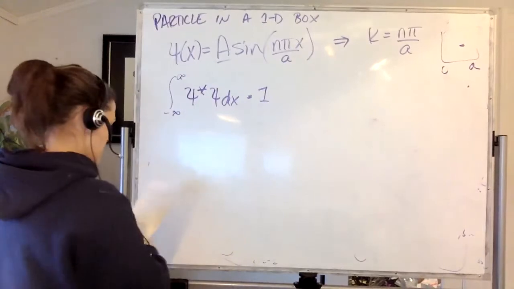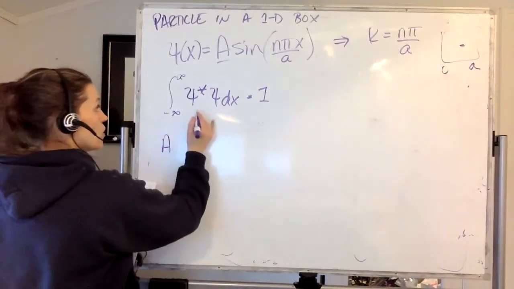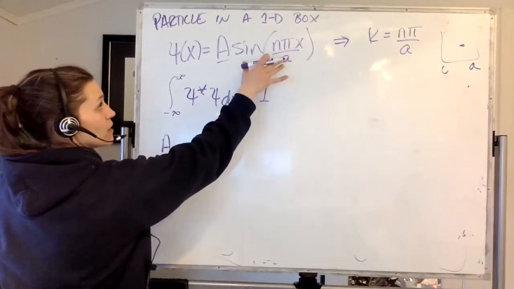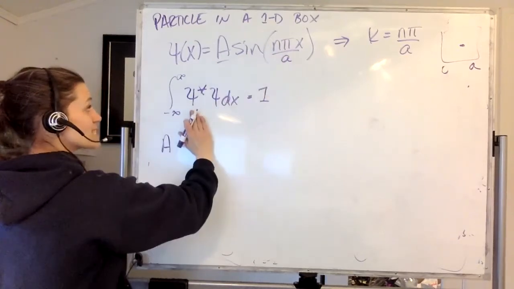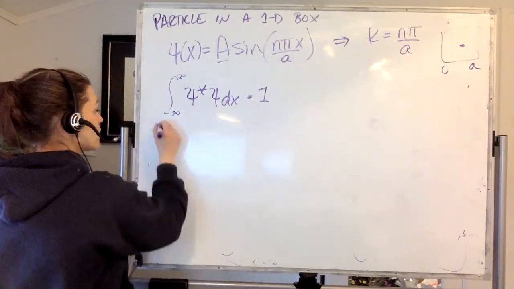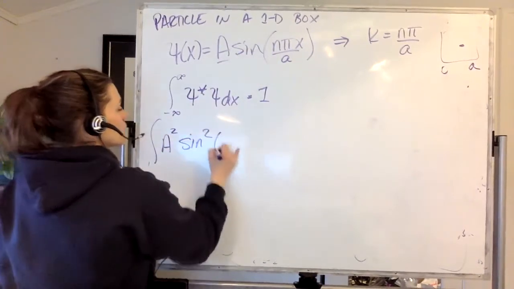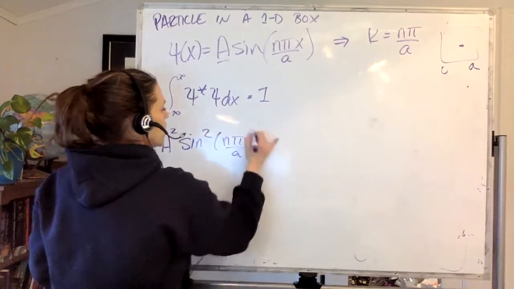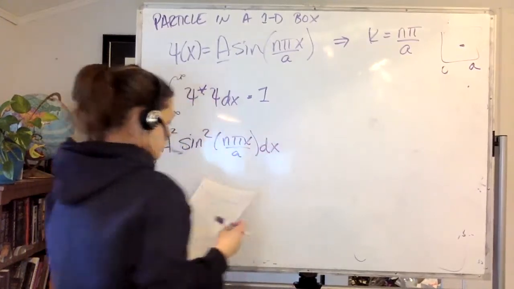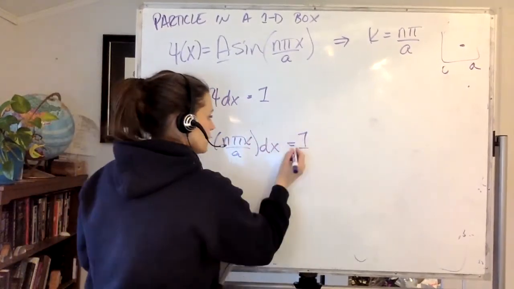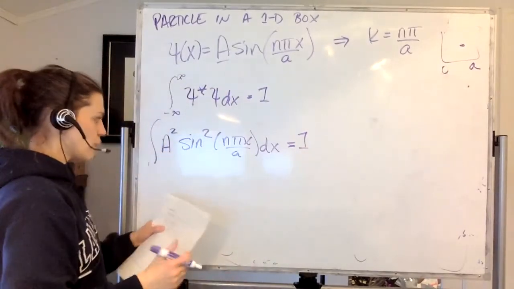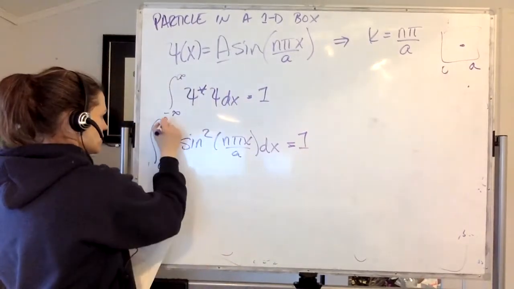Let's do it. Okay, so I've got A. So this is not a complex function, therefore psi star psi is the same as psi squared. So the integral of psi squared of this is A squared sine squared(n pi x over a) dx. And I'm going to say that equals 1. Go team. Solve for A from 0 to a.